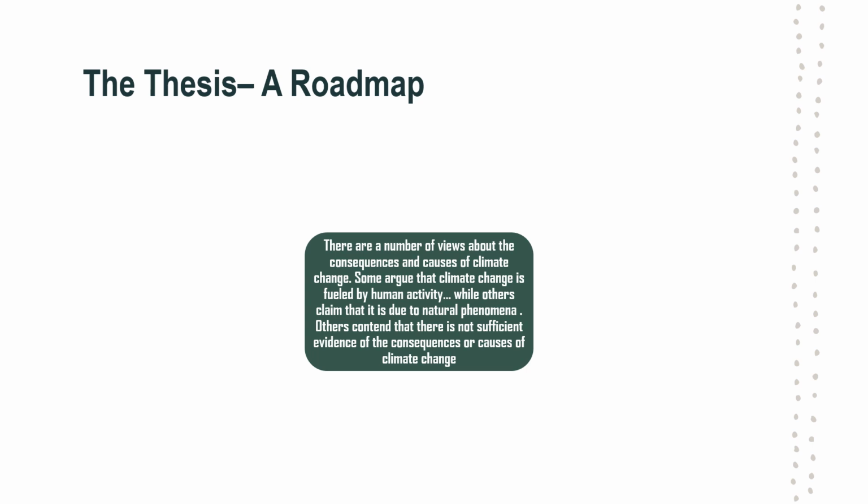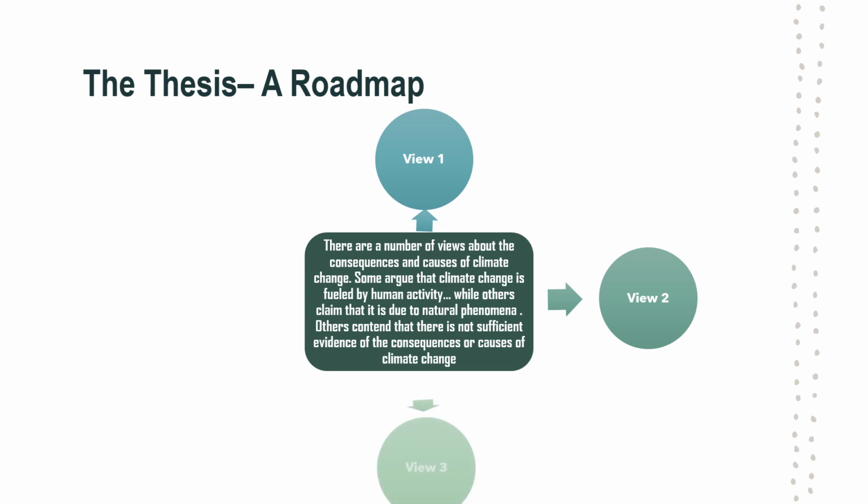Now, I think I explained this argument before, and I suggested ways in which you can develop this using various rhetorical strategies. But let us look at some of the ideas that you may look at. The first one is you may explain the first view, that some argue that climate change is fueled by human activity, right? Then you may explain the second view, which is that there are others who claim that it is due to natural phenomena. And then the third, which is that there isn't sufficient evidence of any effects of climate change.